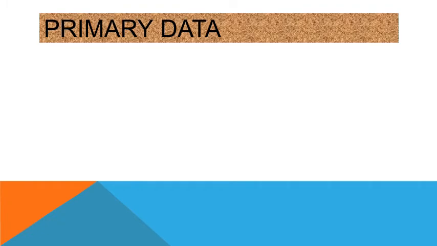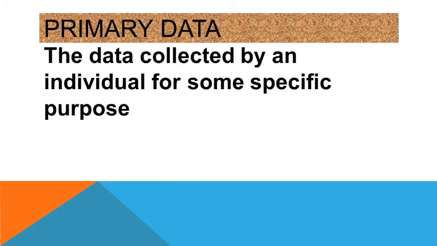Now let's see what is primary data. The data collected by an individual for some specific purpose. It is the type of data which are collected for the first time. It is collected by the researchers directly from the main sources. These are your original data.